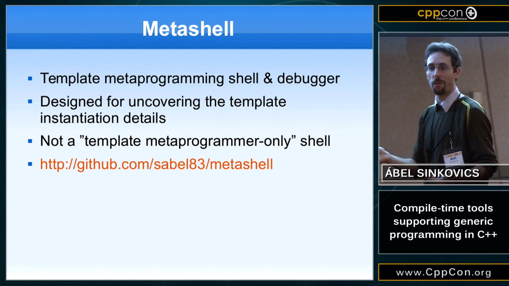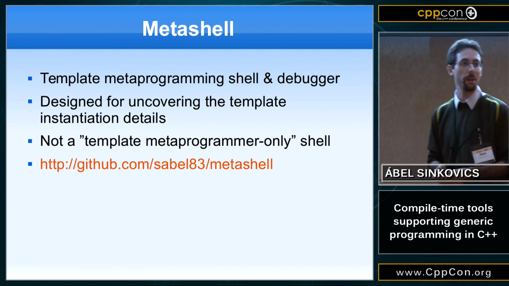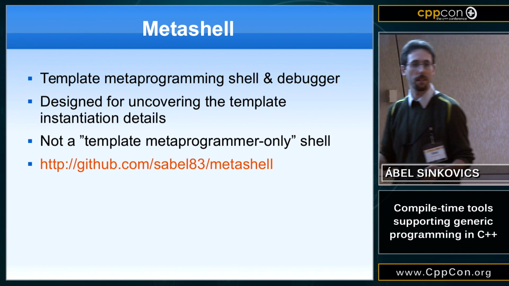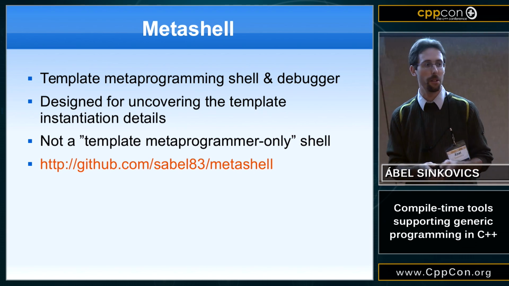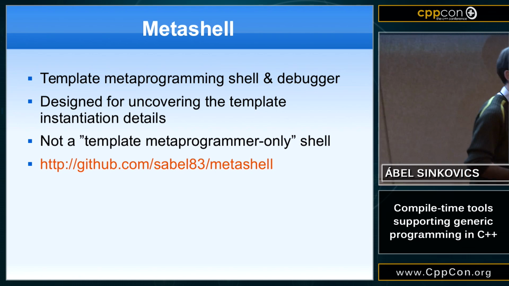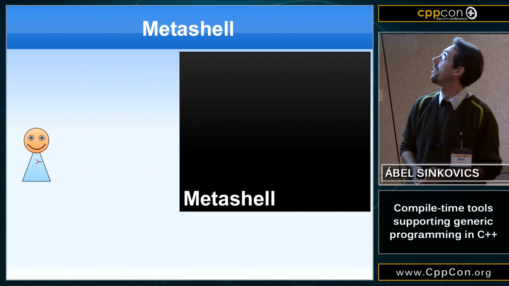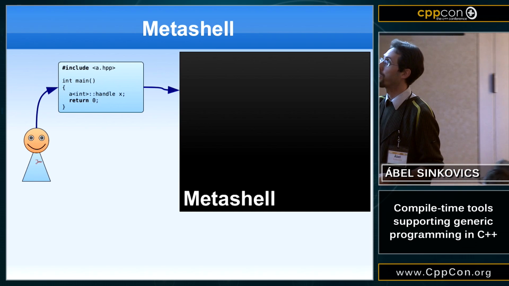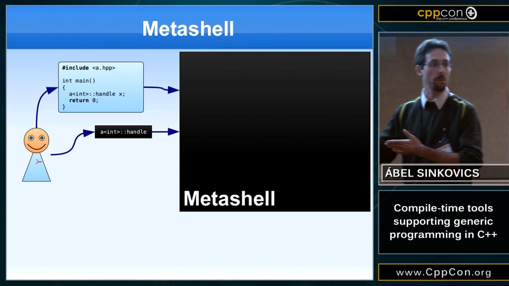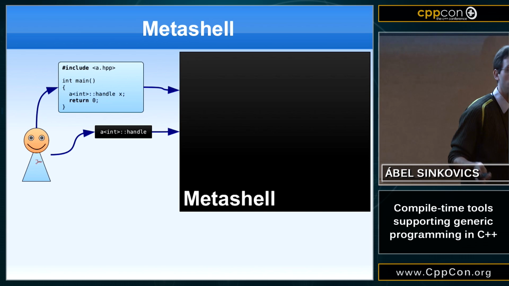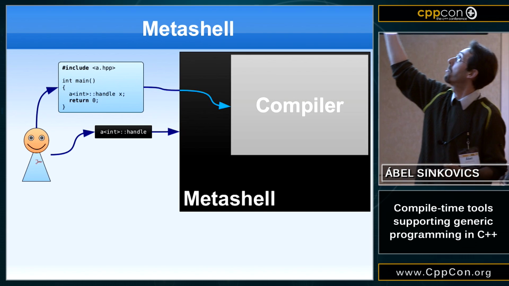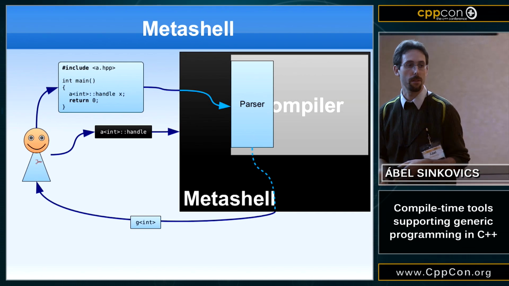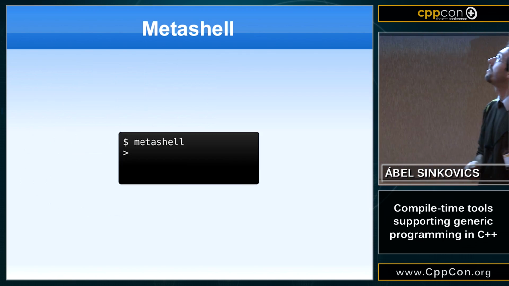So these were the sort of tools that have been around anyway. Here are the relatively new ones. One of them is Metashell, which is basically a template metaprogramming shell. So as I said earlier, it was built for template metaprogrammers. This is how it works. You run the shell, you include your source code into the shell, and you ask the shell what you're interested in, and the shell runs a compiler, or at least a parser of it, and then it tells you the answer based on that.